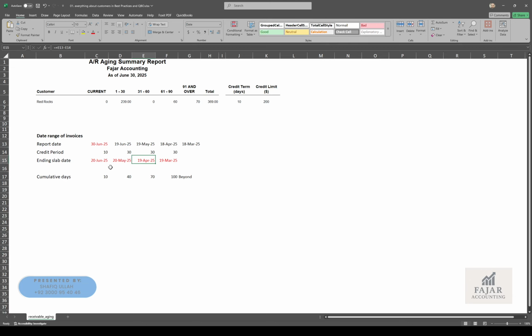So every bucket is calculated by going backward, first using the credit period, then creating 30-day blocks and subtracting 1 day before each range.